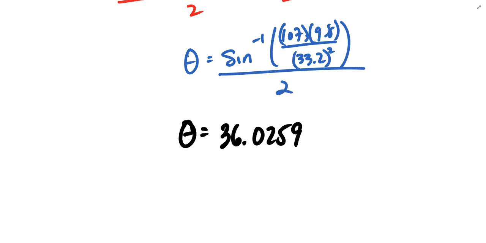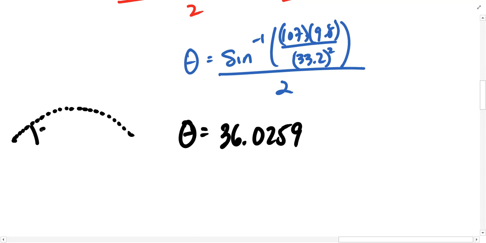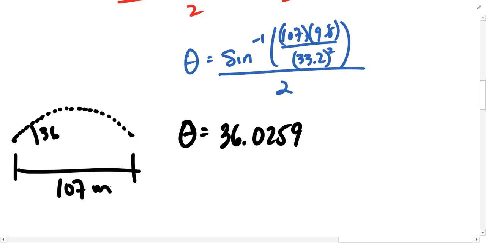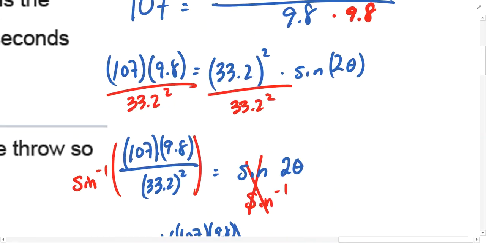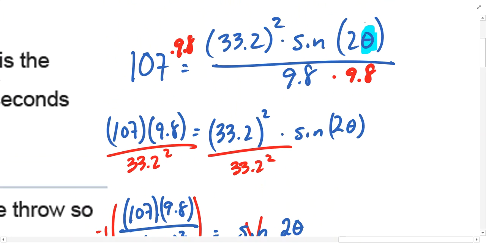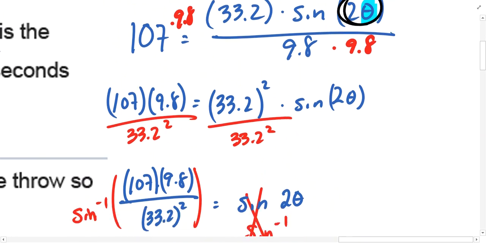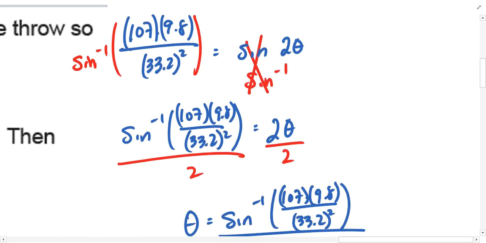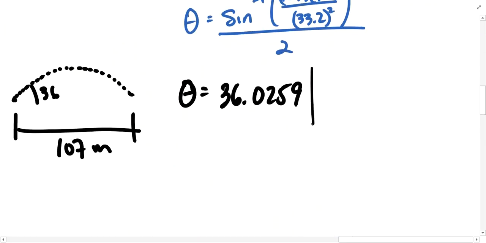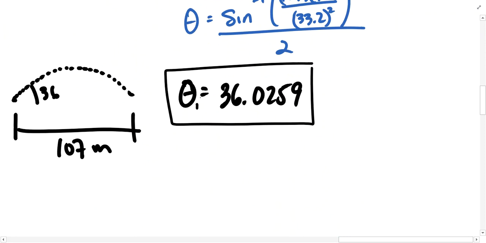And so this solution suggests that if we're throwing a ball and we start its path at 36 degrees, then this ball will travel a total distance of 107 meters. Now there is a bit of a problem, since this problem originated with a 2 theta. There's typically 2 solutions by the time we're all done. So here's one of them. Here's our first theta value, but there's another one.